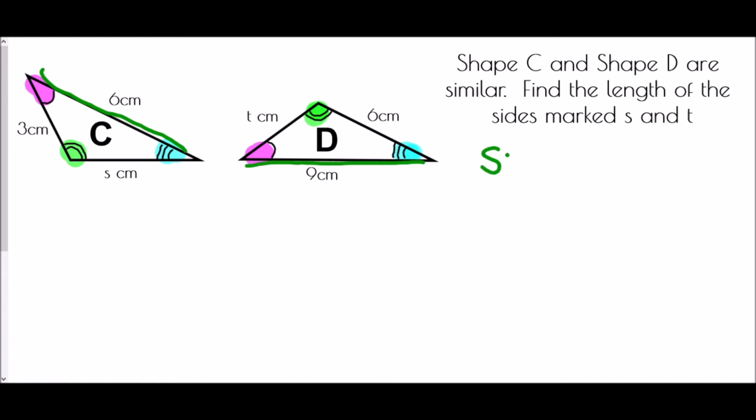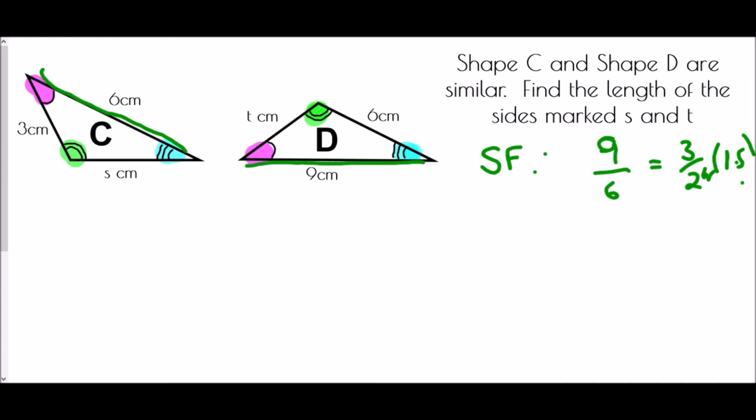And so if I want to get the scale factor, well, here I can see that D is actually the larger of the two triangles. And so the scale factor is 9 over 6. And so that's actually the same as 3 over 2, or 1.5 if you want it as a decimal. And so then we need to find the values of S and T.